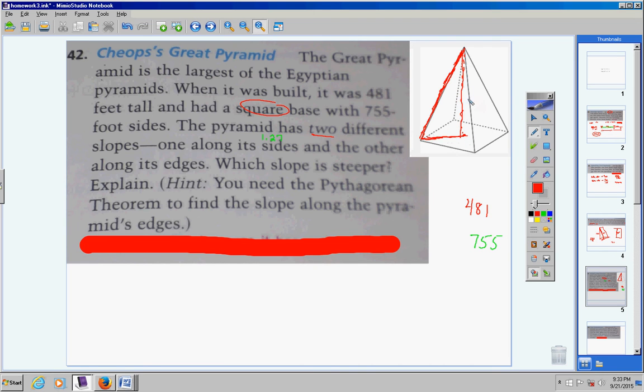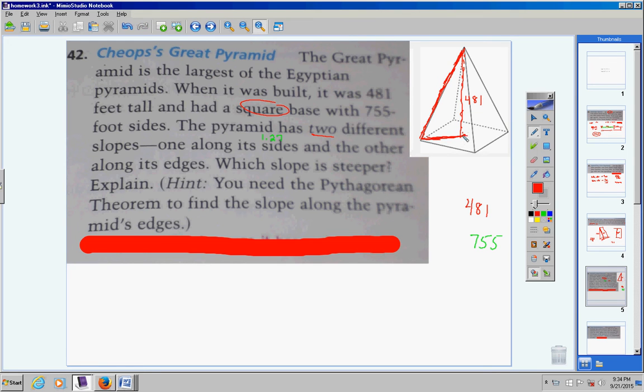Now I know my rise. My rise is 481, but I do not know my run. So here's why they were saying you would have to use Pythagorean's theorem. Watch this carefully. Students, I know my rise is 481. I have to find my run. So watch what I do.